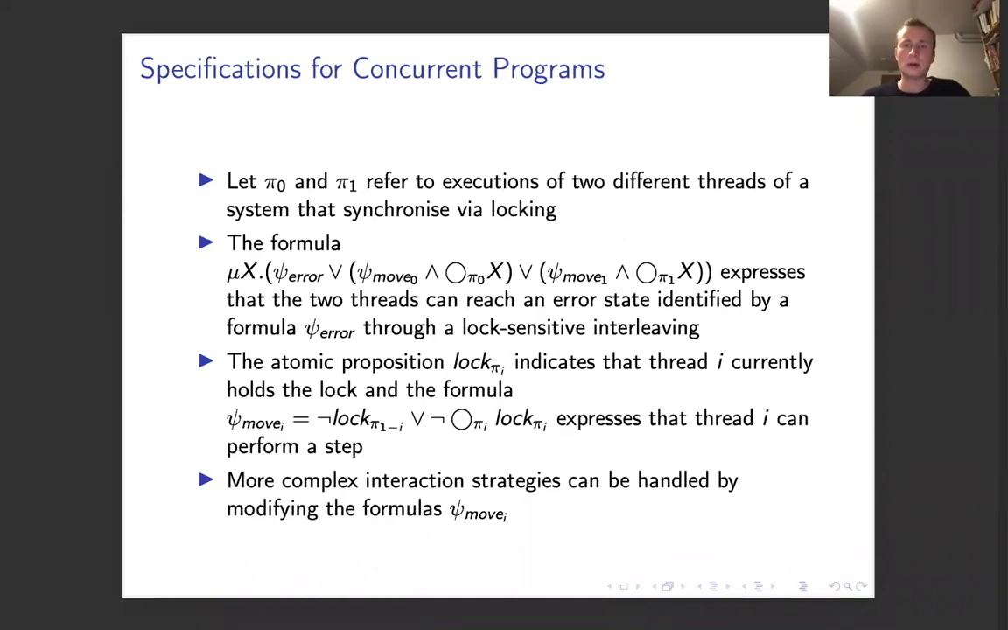As I said earlier, our new logic h-mu is very useful for specifications for concurrent programs, or more precisely for hyperproperties in the context of concurrent programs. So we here have a scenario in which we have two paths, pi0 and pi1, which represent two different threads in a multi-threaded environment and synchronize via locking, where locks behave in the usual manner. And we want to express that two threads can reach an error state, which is identified by some formula, and we want everything to happen in a lock-sensitive interleaving. So how do we do that?